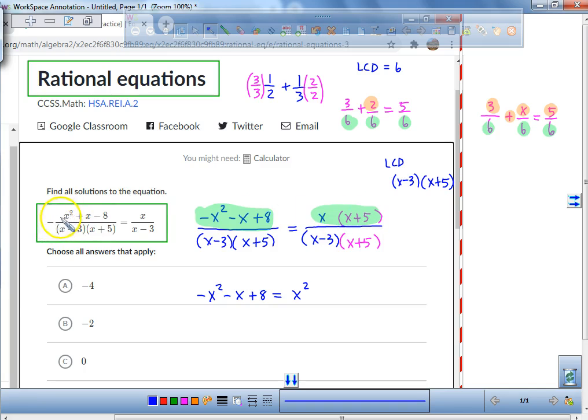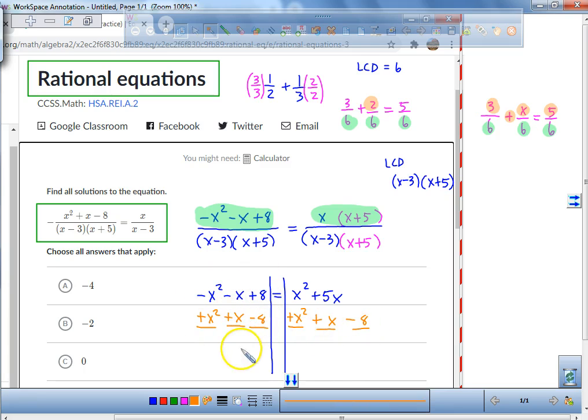I distributed the negative. Okay? X times x, which is x squared. X times 5, which is 5x. Okay. Now, this is a quadratic, right? So if it's a quadratic, what do we need to set all quadratics equal to? We set all quadratics equal to 0. So check this out. Let's add an x squared and add an x squared. Let's add an x. Let's add an x. And let's take away an 8. And let's take away an 8.